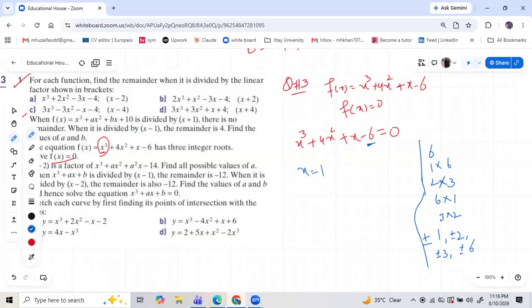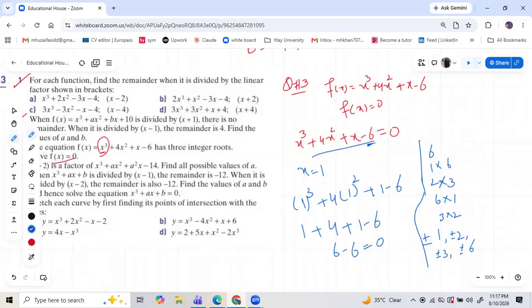First of all, I'm trying x is equal to 1, putting x is equal to 1 in the above equation. It gives us 1 cube plus 4 into 1 square plus 1 minus 6. Check it out here: 1 plus 4 plus 1 minus 6. This is 6 minus 6, which is equal to 0. We solve this side and we got the answer 0, so 0 is equal to 0. From here, this situation is okay. Did you get it?